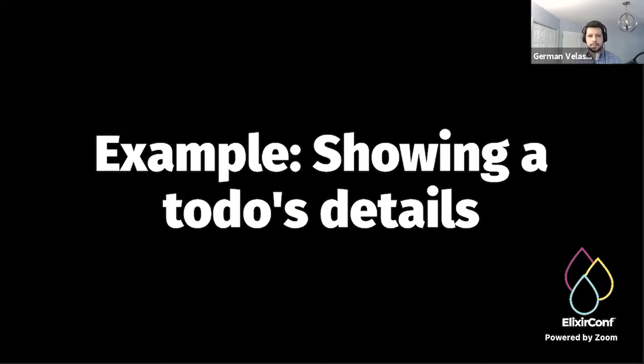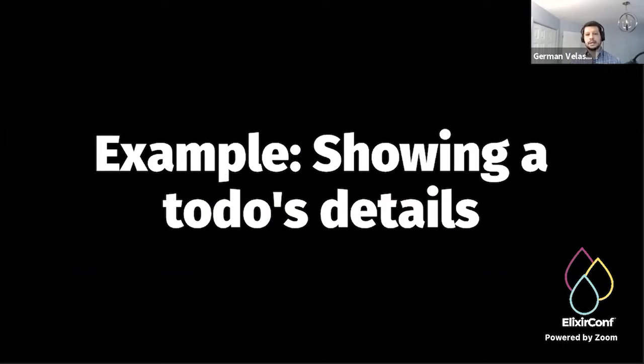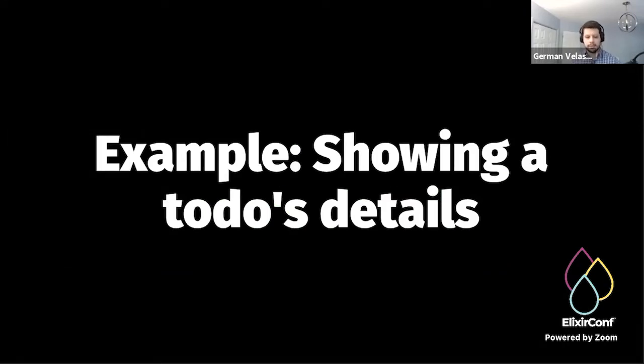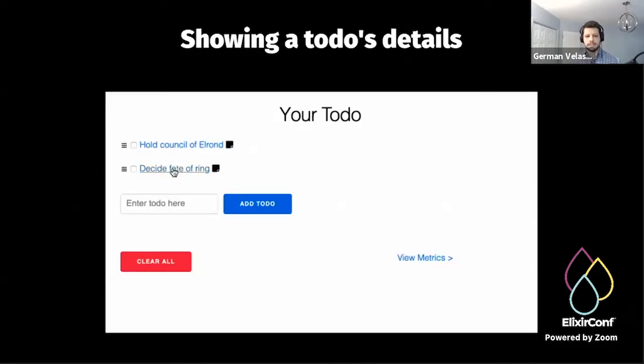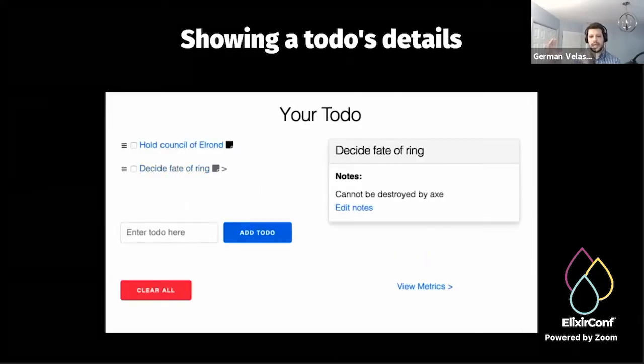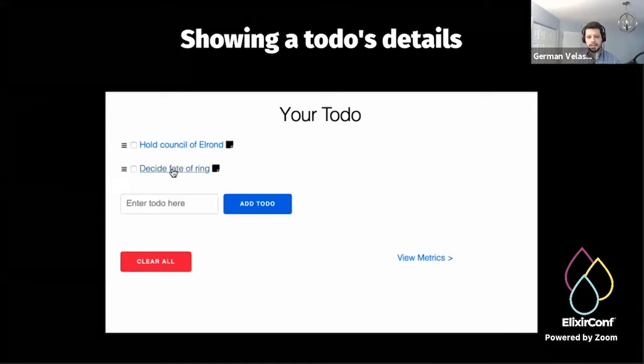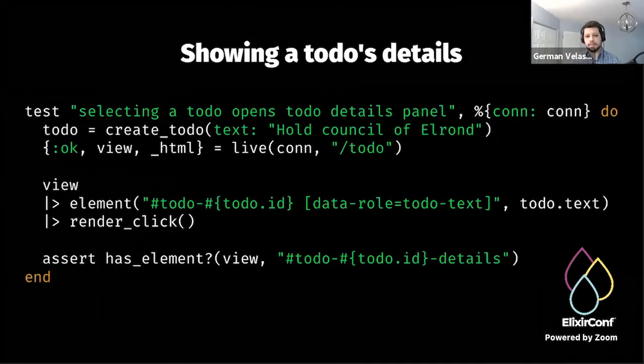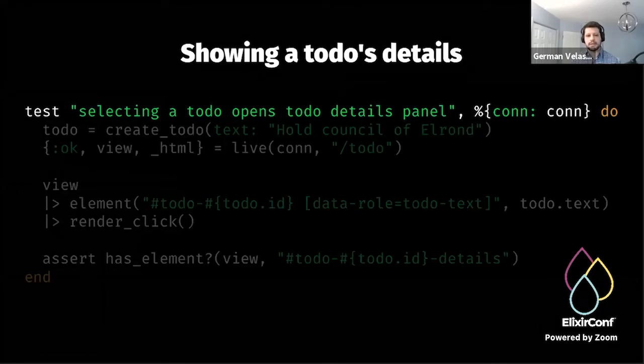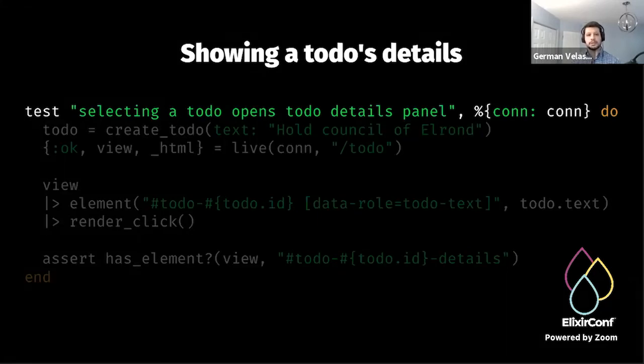Let's look at another example that will involve testing a to-do component, or a live component, right? So we want to show a to-do's details. When we click on a to-do, we want to show this little panel with the text and the notes that we have for the to-do detail. That panel will be a live component. So once again, we declare the test. Selecting a to-do opens the to-do details panel.